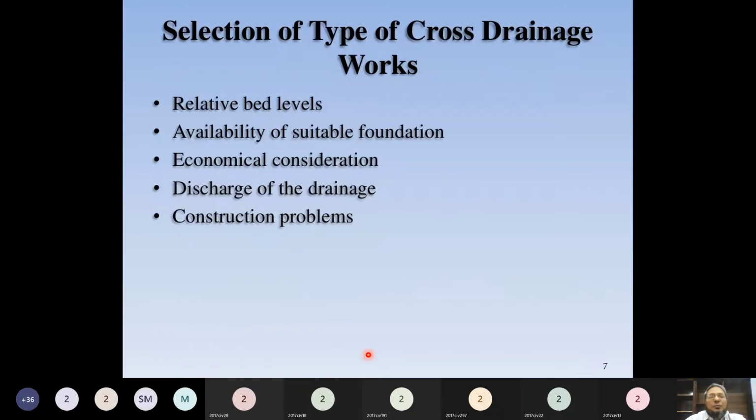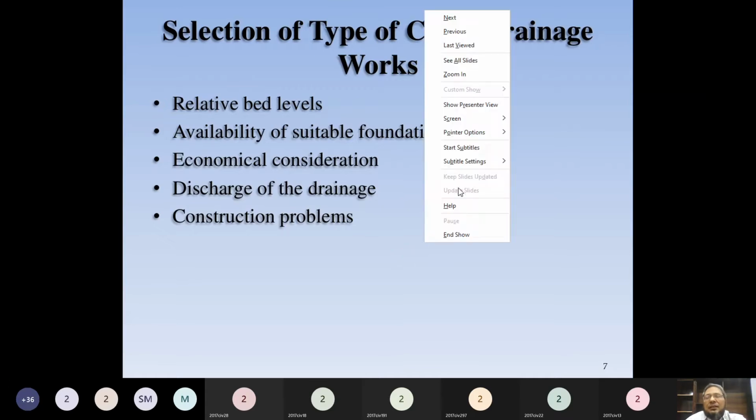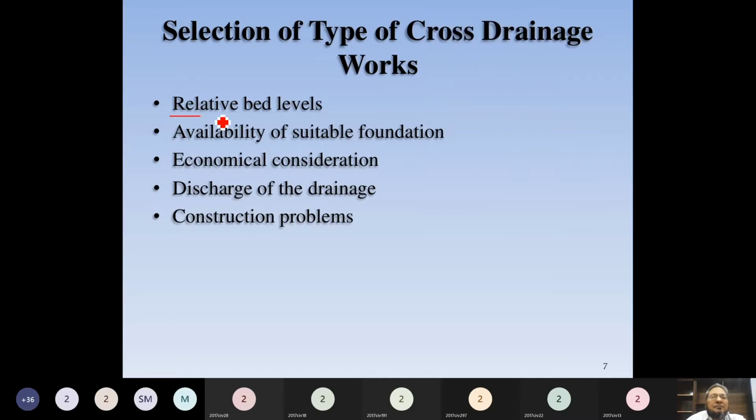Now let us discuss them one by one. Before starting, let us discuss these points which are very important for the selection of the type of cross drainage works. Number 1 is the relative bed levels. This is the most important in selecting the type of cross drainage works. What are the relative bed levels of the drainage and of the canal?